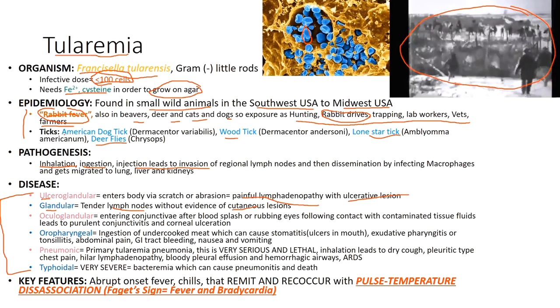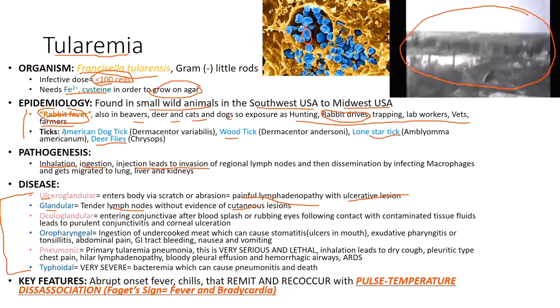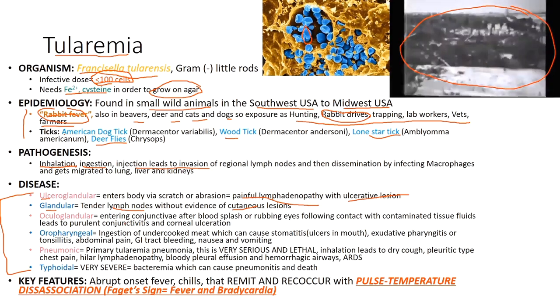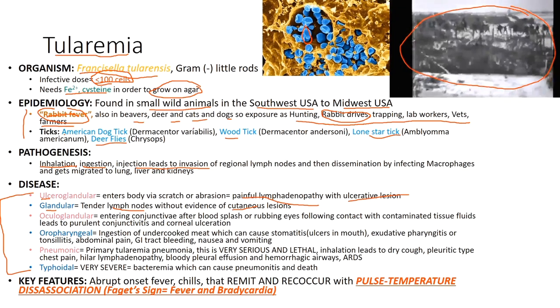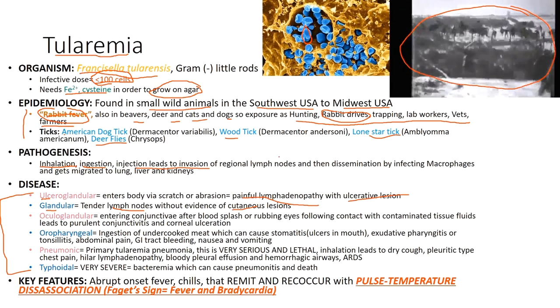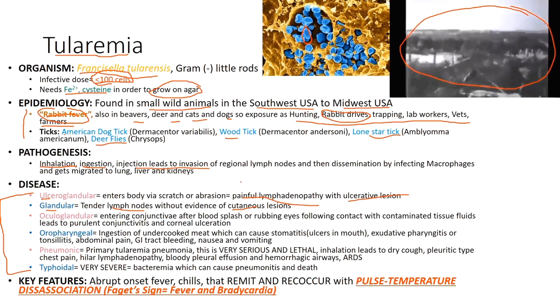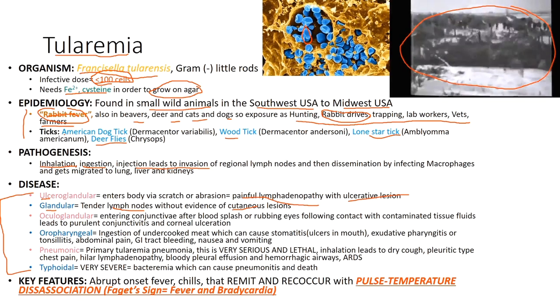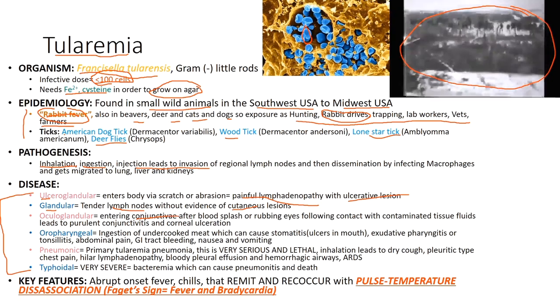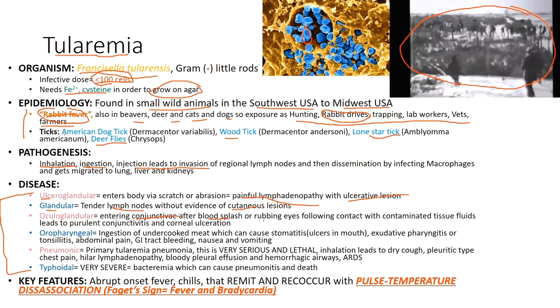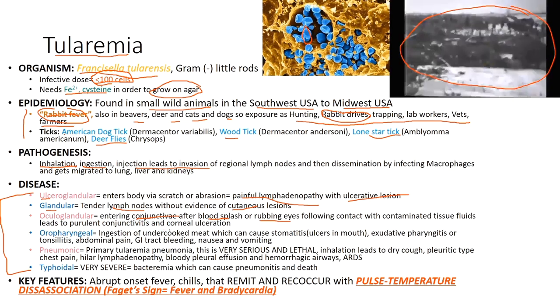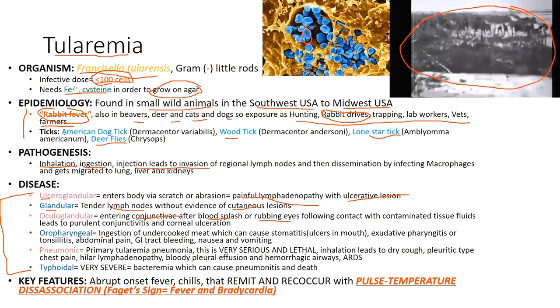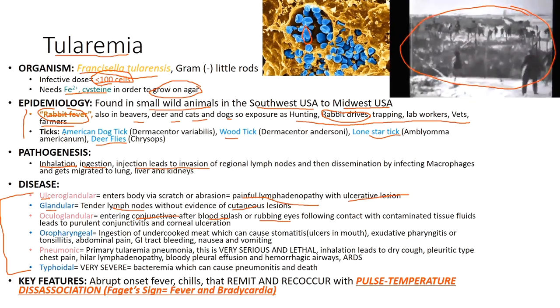Oculoglandular, so this is where it goes through the eye. If you're a butcher or something like that, and you're dealing with these animals, and you get a little bit of blood and wipe your eye with it, it can enter through the conjunctiva, either from a blood splash or from rubbing your eyes. That can lead to purulent conjunctivitis and corneal ulceration. This is problematic in the eyes. It could actually cause blindness in some rare cases.